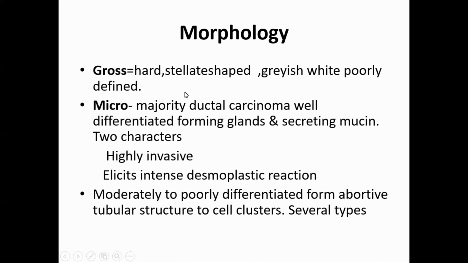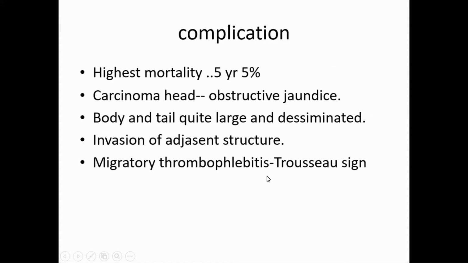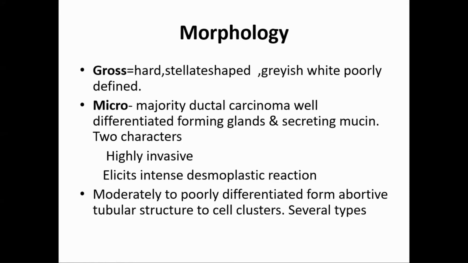As I told you, mortality rate is very high. It is highly invasive, and it produces a large amount of desmoplastic reaction. That is, it produces a lot of fibrosis. So that's why it is hard. So this is a gross picture, and there is a microscopic picture. It forms glands and secretes mucin, as well as it forms a lot of fibrosis.